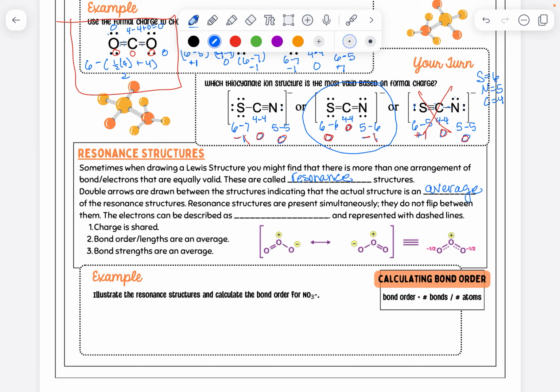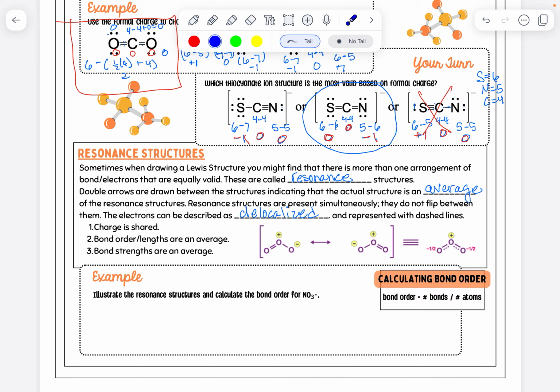So these electrons can be described as delocalized, and they're represented with these dashed lines. So these dashed lines right here. And the bond strengths are an average length. Again, this would be like 2, this would be a bond length of 1. So if you've got 2 resonance structures, how do you calculate the bond order or the bond length?